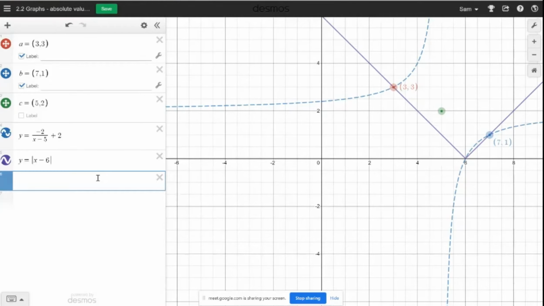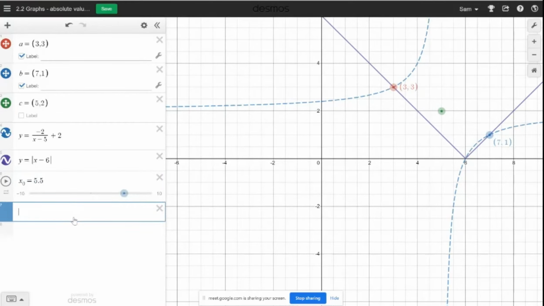Let's just try one more, which I'd like you to try yourself. What about when the x value is 5.5? Why don't you have a go at that yourself? So pause the video and try and make an absolute value function that fits through these 2 points with an x value of 5.5. Pause the video, go for it.